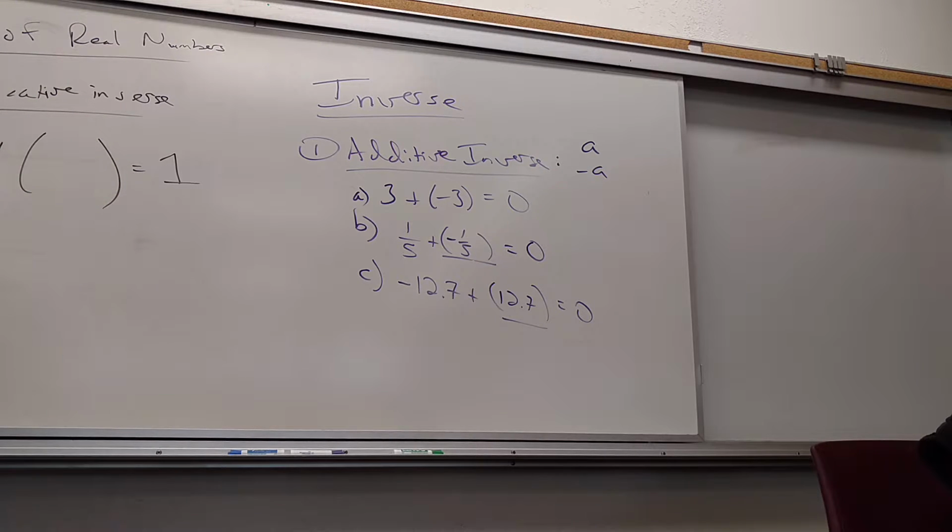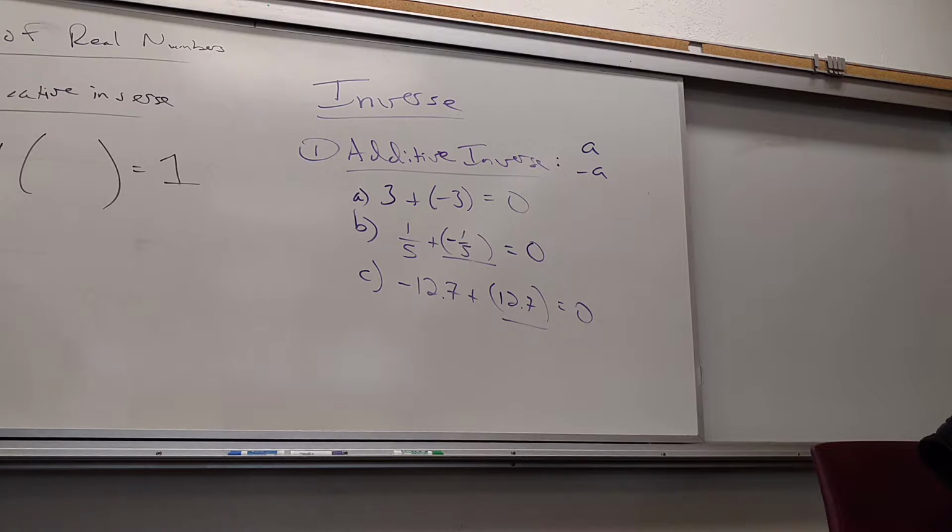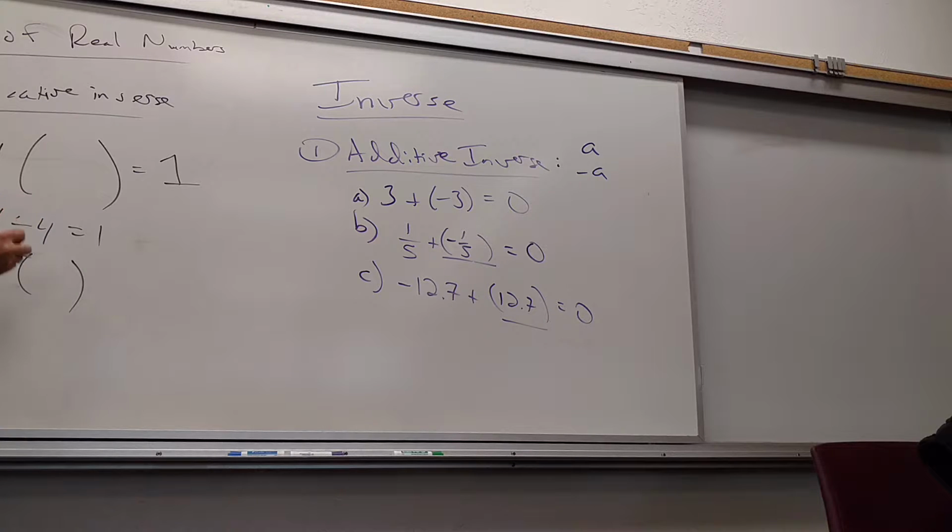Well, what do you actually do to 4 to make it 1? Divide by 4. So 4 divided by 4 is 1. So if 4 divided by 4 is 1, 4 times what? When you divide, you multiply by the opposite. 1/4. So 1/4 would be 4's multiplicative inverse.